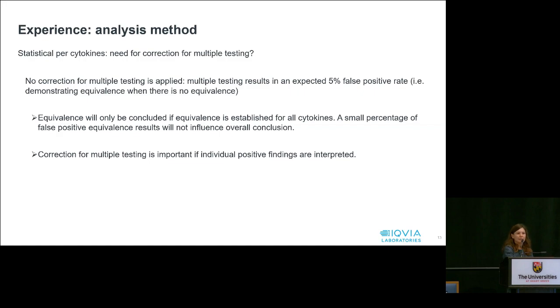Correction for multiple testing is very important if you want to interpret individual positive results. So if you test 20 compounds and one of those is positive and you want to claim that it's really positive, then you need to have the correction. Here, if you have 20 cytokines and one of those is positive, it will never result in the end conclusion that your two products are equivalent. For that, you want to see equivalence on all separate cytokines. So for that reason, a correction for multiple testing is not needed and is also not appropriate.